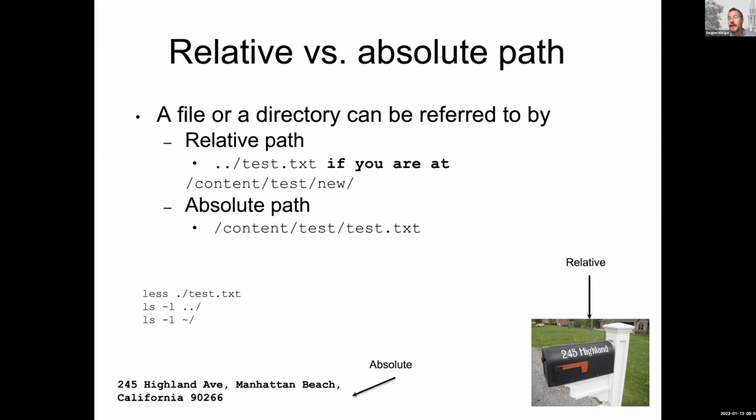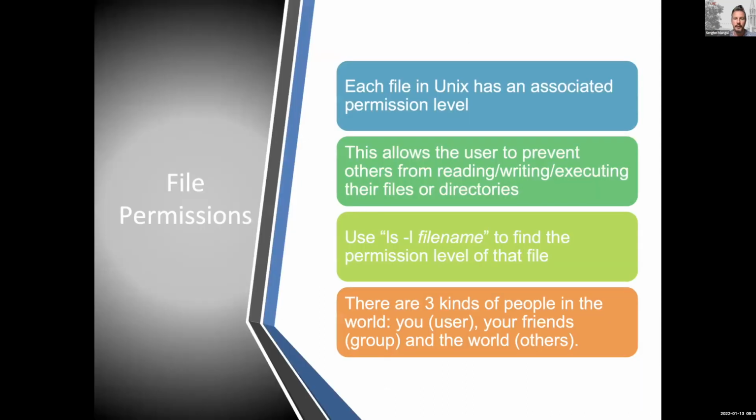An absolute path will work all the time. So why do people use relative paths? Because it's convenient. It's shorter to write, rather than writing the absolute path all the time when you're typing. It's just inconvenient. Okay, I just want you to understand.